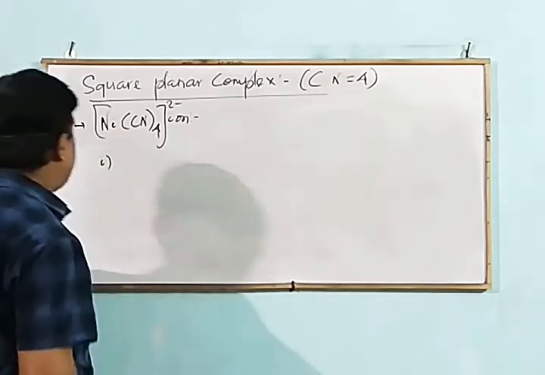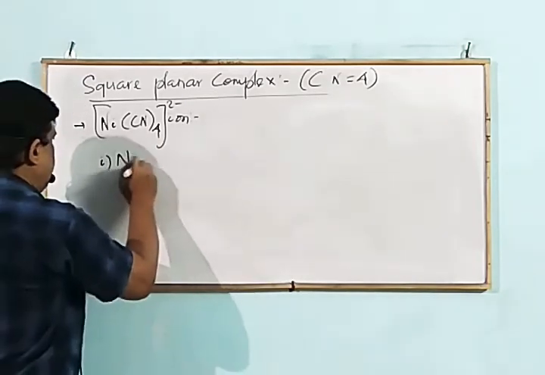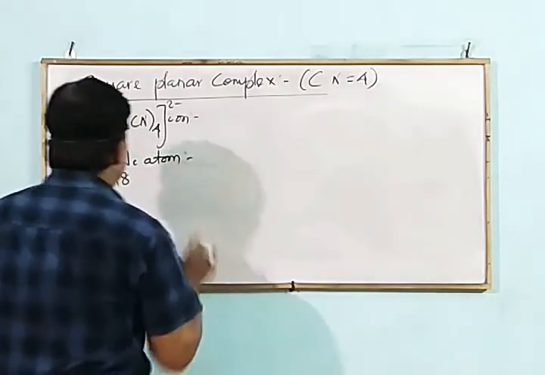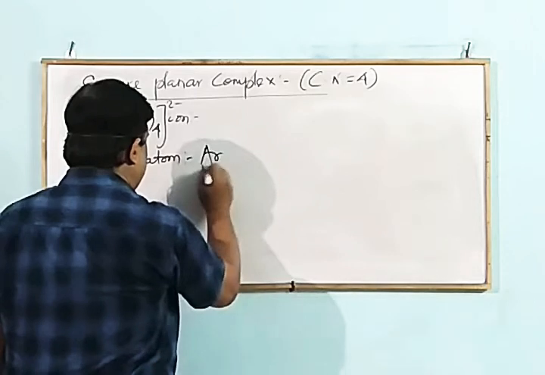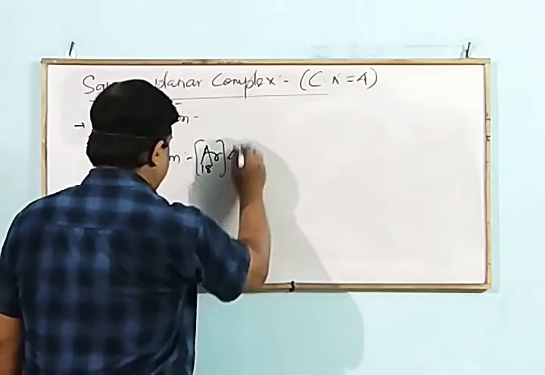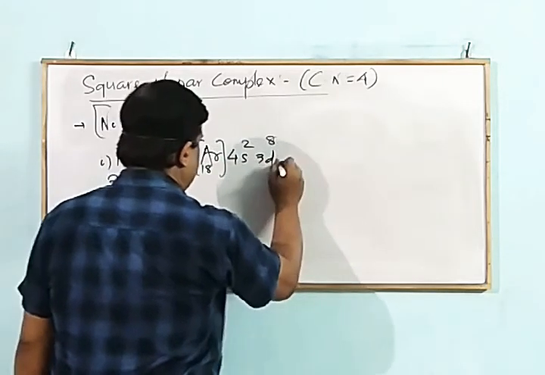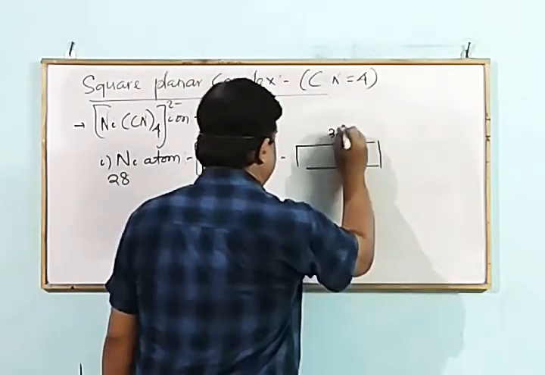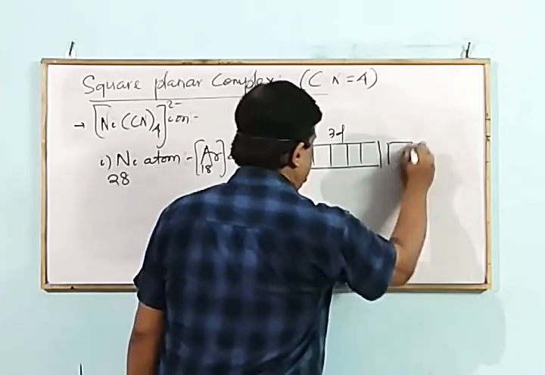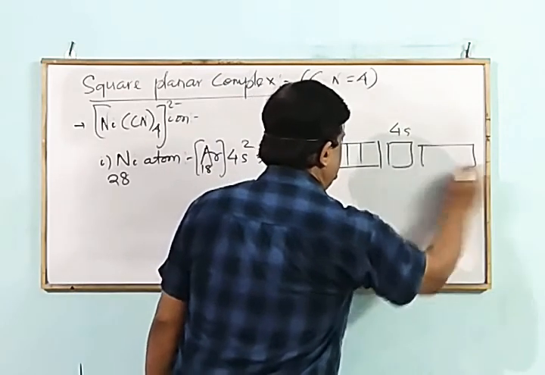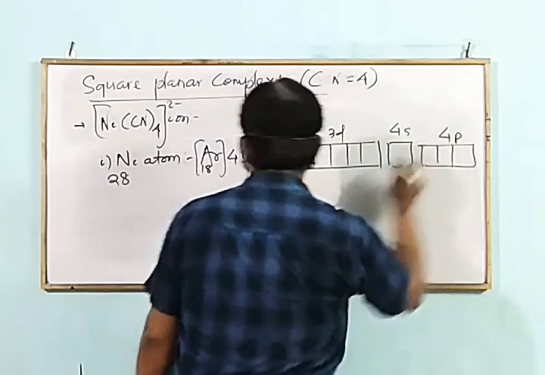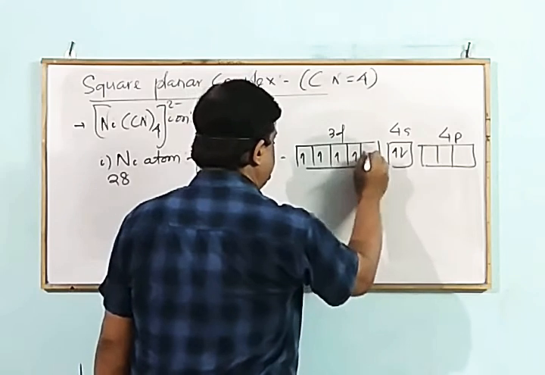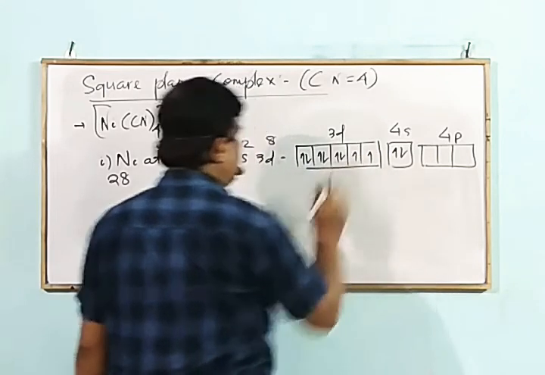From this it is clear that the central metal atom is nickel, having atomic number 28. The noble gas configuration is argon 18, 4s2, 3d8. The box-like diagram, that is 3d, then 4s, then 4p. Here 4s2, 3d8: 6, 7, 8.